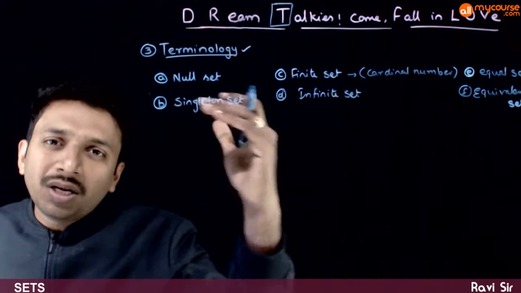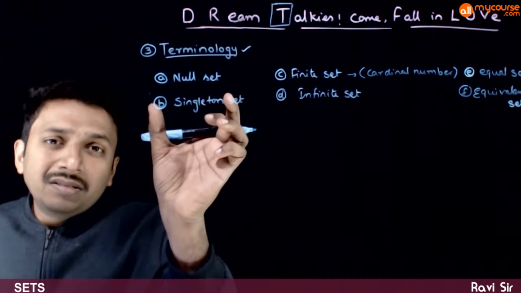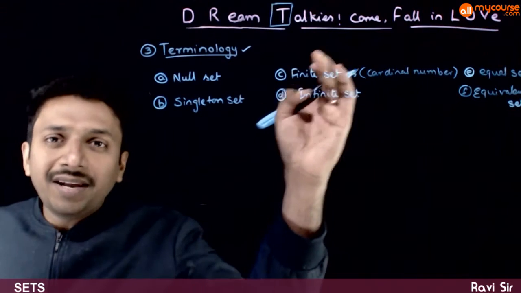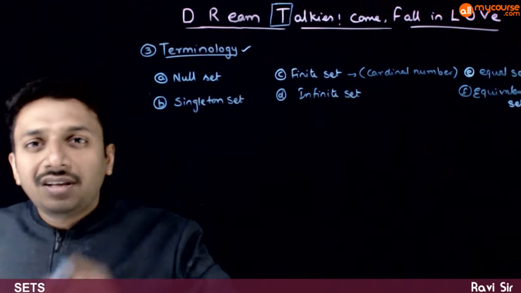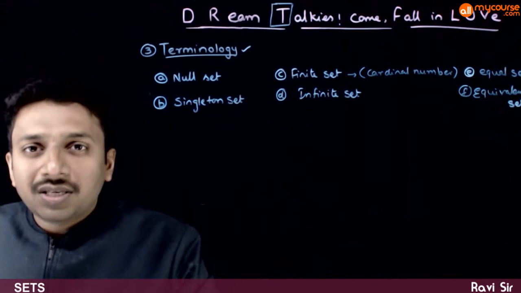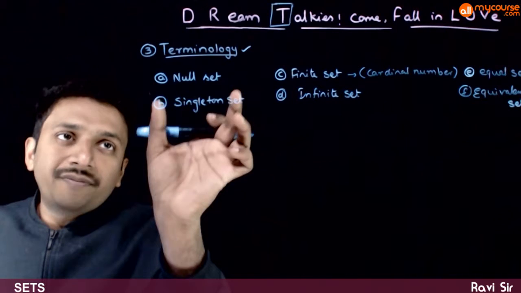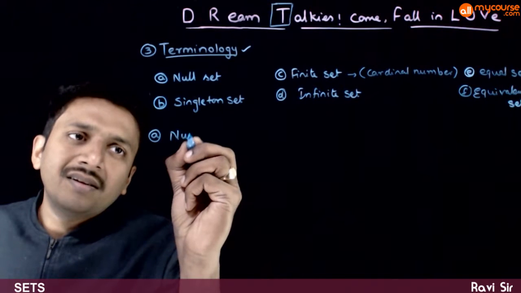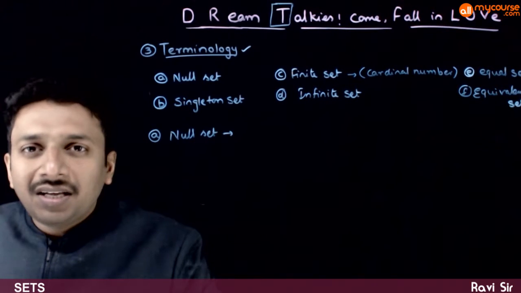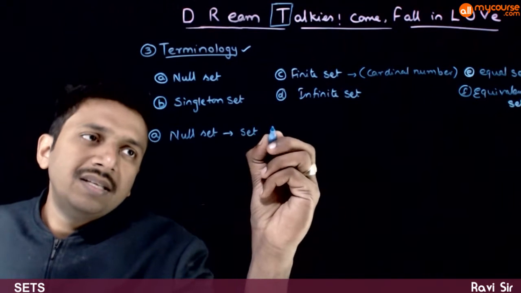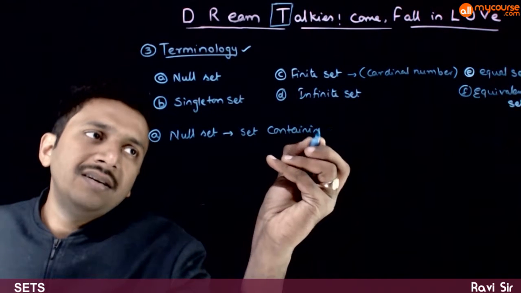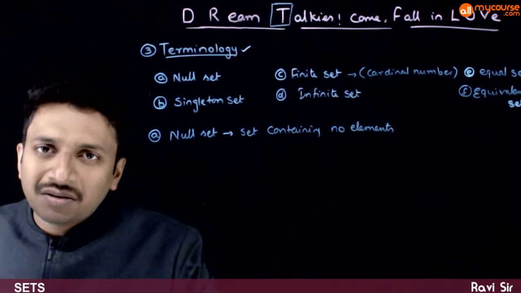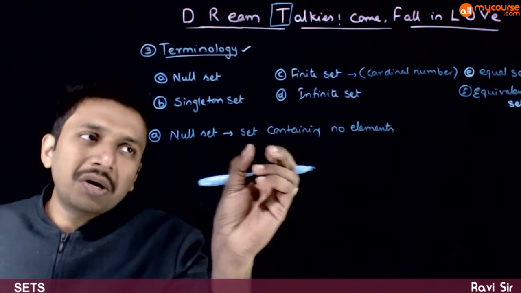So let us look at some new words that we need to understand. Let us take the first set of words, that is null set, singleton set, finite set, infinite set, equal sets, equivalent sets. These are the 6 words that we are going to learn. So first, what is a null set? A null set is a set containing no elements. That means a null set is an empty set or a void set. So null set does not contain any element.